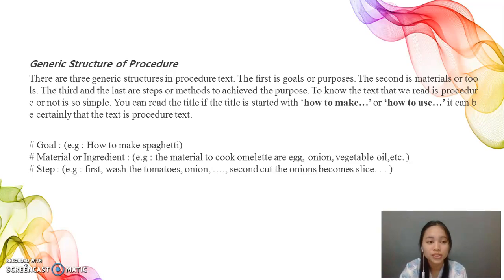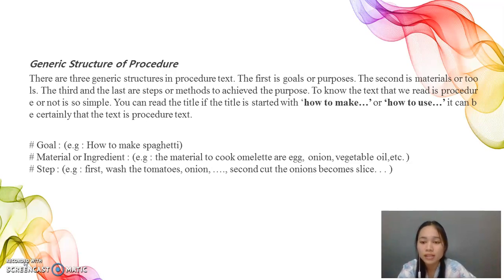And now, the generic structure of procedure text. There are three generic structures in procedure text. The first is goals or purpose. The second is materials or tools. The third and the last is steps or methods to achieve the purpose.